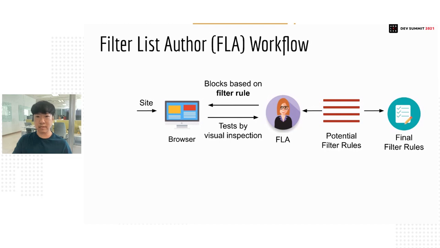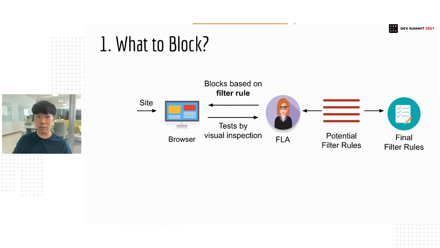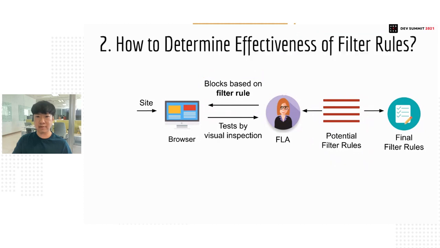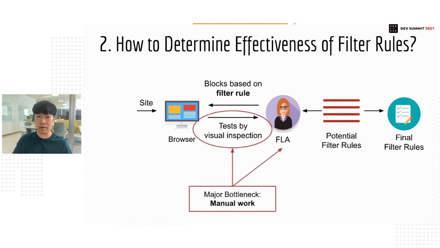So we can use this human workflow to identify challenges in creating an automatic system. For example, what to block. Here we can see that the filter list author has to identify potential filter rules and select them one by one to try them out. And of course, this is a major bottleneck because it's manual work. Second, we have to figure out how to determine the effectiveness of filter rules. Here, the filter list author has to do it manually by visual inspection. So this is also a major bottleneck.